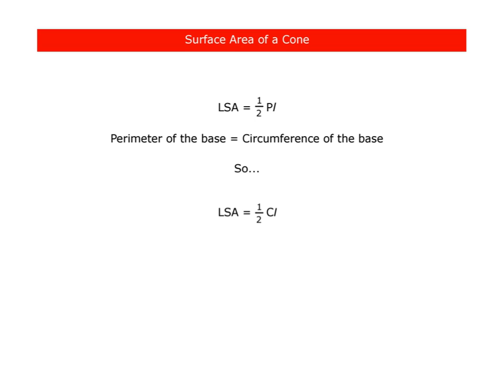So some formulas go along with cones, and they're very similar to those of pyramids. That's why I grouped them together. So in a pyramid, my lateral surface area is 1/2 the perimeter of the base times the slant height. In a cone, the perimeter is called the circumference. So in a cone, my lateral surface area is 1/2 the circumference times the slant height.